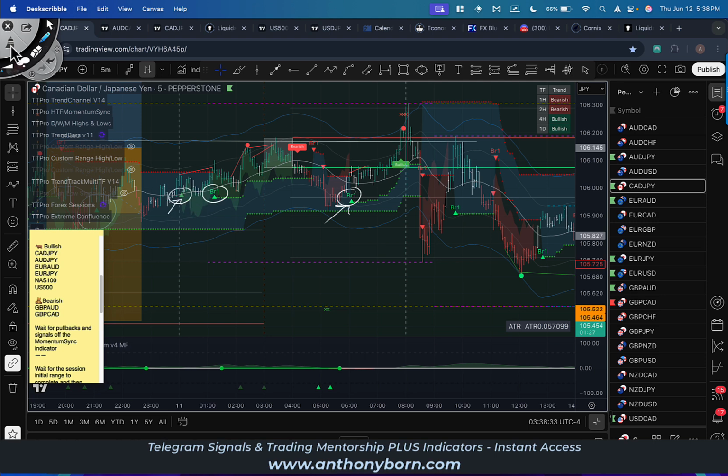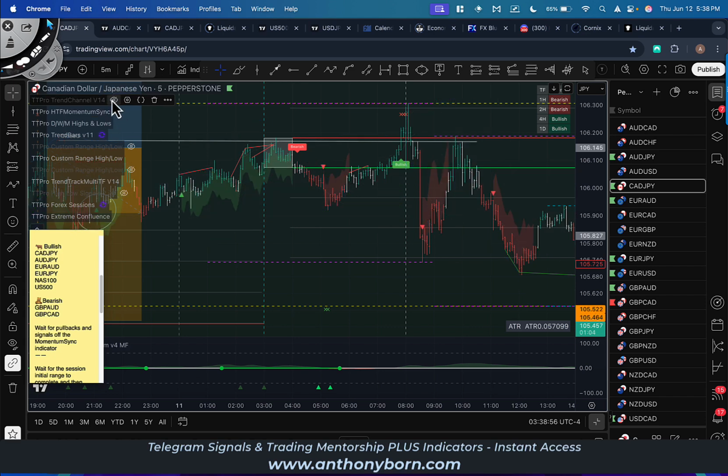Those signals come from this one, the trend momentum sync, so you can see the little green triangle and the green zone flashing on and off. Sorry, wrong one, that one. And the other signals coming from this indicator here.